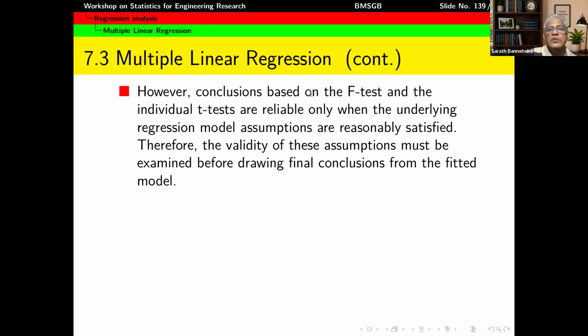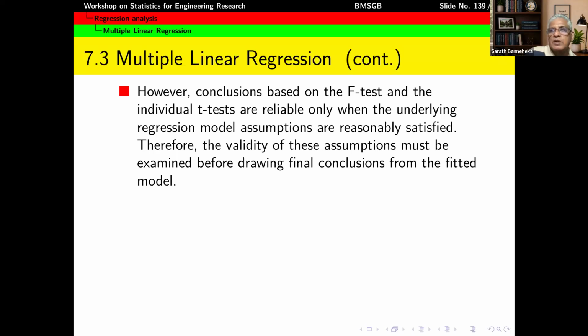However, conclusions based on the F test and the individual T test that we made here are reliable only when the underlying regression model assumptions are reasonably satisfied. Therefore, the validity of these assumptions must be examined before drawing final conclusions from the fitted model. So this is a part that many researchers don't actually do, or even though they do it, they don't report it in the research paper.